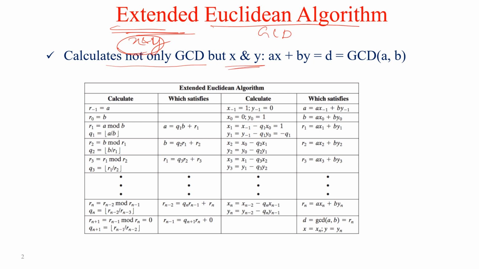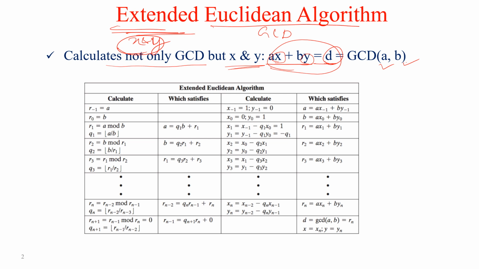So what do the x and y values mean? We represent it as ax plus by equals d. We already know how to compute the GCD using the Euclidean algorithm. So what is a here? a is the dividend and b is the divisor. d is the GCD of a and b. So a into x, that is the dividend times some value, plus the divisor times some value, must be equal to the GCD of the dividend and divisor. So this is the meaning.